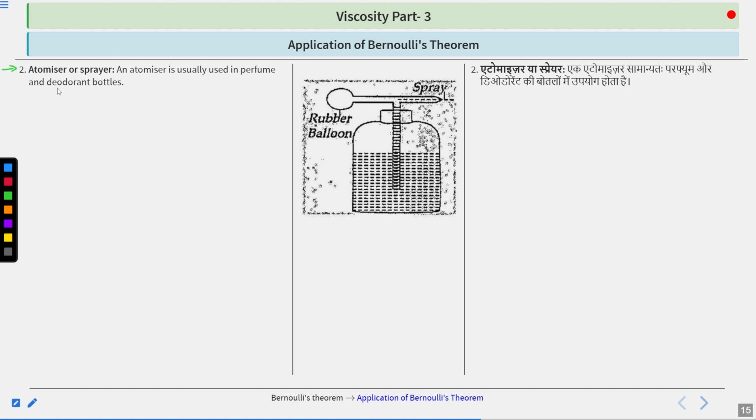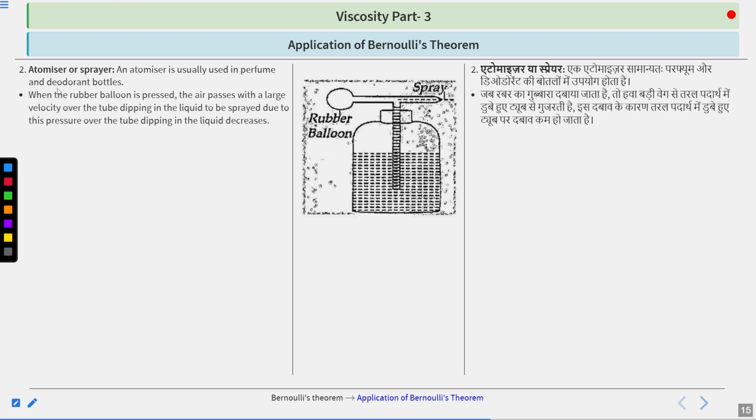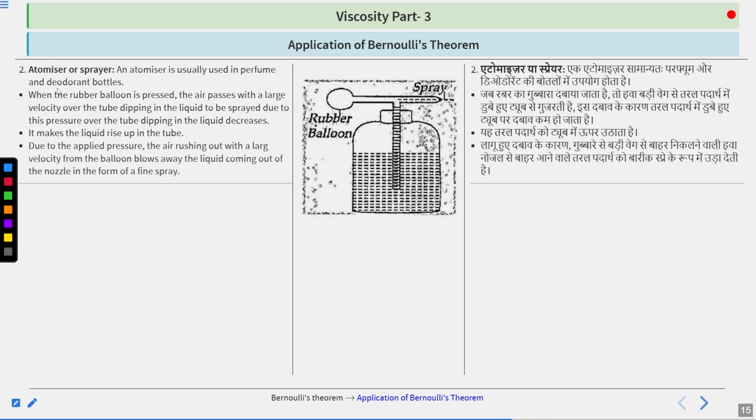An atomizer is usually used in perfume and deodorant bottles. When the rubber balloon is pressed, air passes with a large velocity over the tube dipping in the liquid to be sprayed. Due to this, pressure over the tube dipping in the liquid decreases. It makes the liquid rise up in the tube. Due to the applied pressure, the air rushing out with a large velocity from the balloon blows away the liquid coming out of the nozzle in the form of a fine spray.